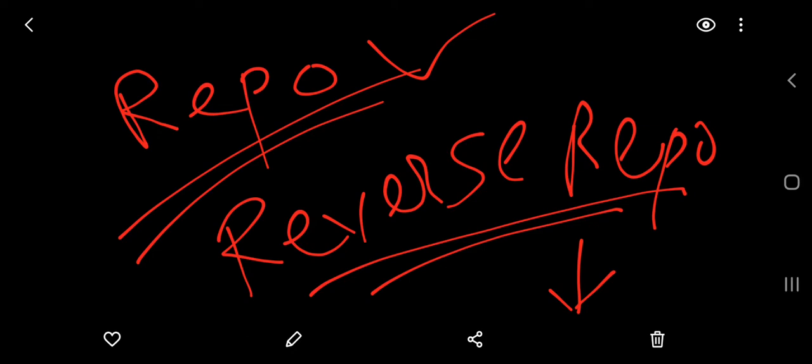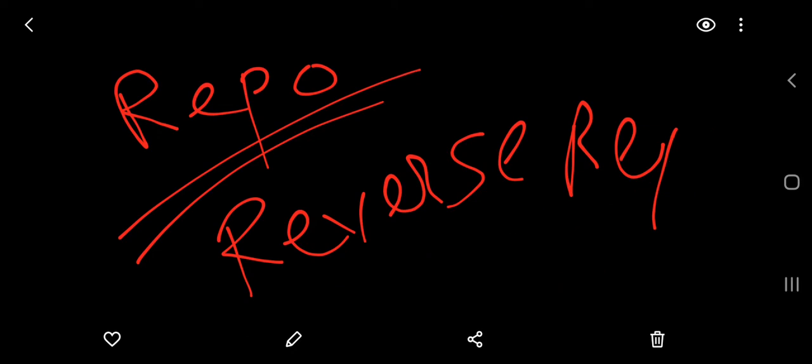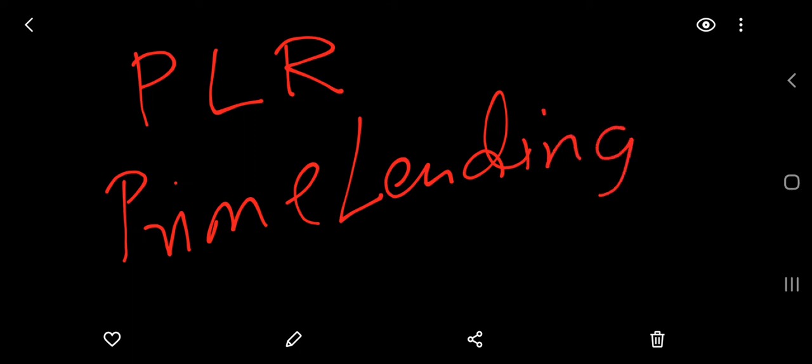So now we will be coming to an interesting thing, that is different kinds of lending rates that have taken place over time, and how RBI has done this time and again with their monetary policy. Now the first and foremost thing that I will be discussing over here is PLR. What is this PLR? PLR is nothing but the prime lending rate.